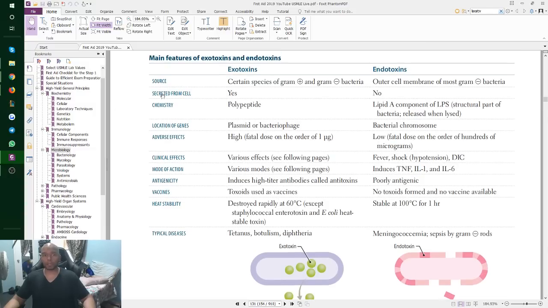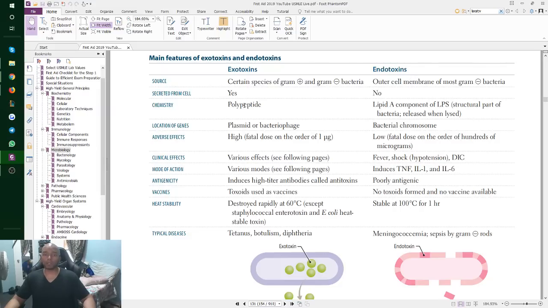The next thing is comparing exotoxins and endotoxins. Right, so exotoxins outside, endotoxin, you have to understand what the main difference is and who releases them. Now, exotoxins can come from either gram-positive or gram-negative bacteria, but endotoxins only come from gram-negative bacteria, the outer cell membrane of most gram-negative bacteria. Exotoxins exit, right? Exotoxins come from inside and they're secreted from the cell, so that's why exotoxins exit, right? Endotoxins are from the outside.